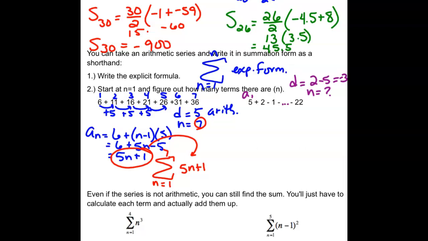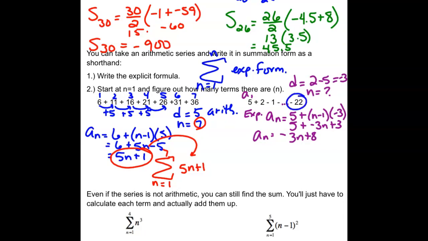Let's start with our explicit formula. All right, a sub n equals the first term 5 plus n minus 1 times our common difference, which was negative 3. So 5 plus negative 3n plus 3 would be negative 3n plus 8. That is the rule that I'm going to be using and what I'm going to place in my summation notation. But we have to figure out how many values, how many terms we have in this list. So let's use the fact that we know our last number is negative 22 and use that to help us figure out what that n value is supposed to be.